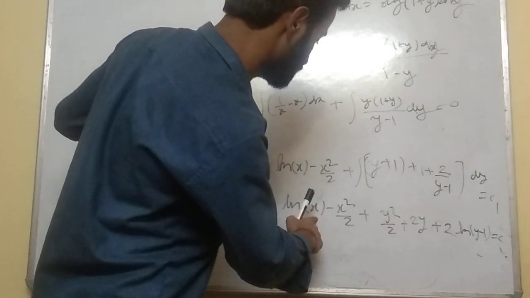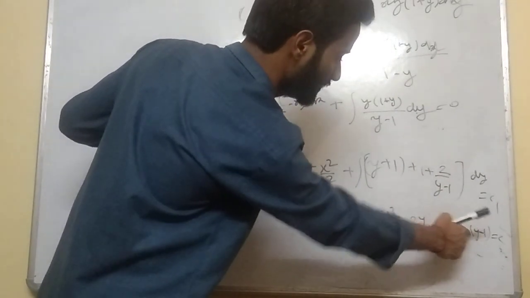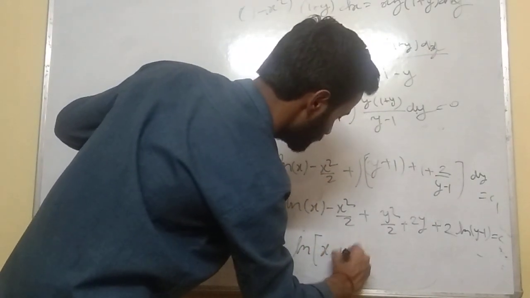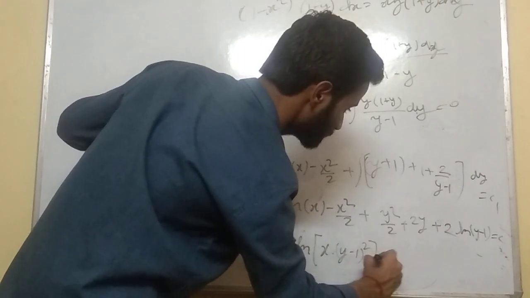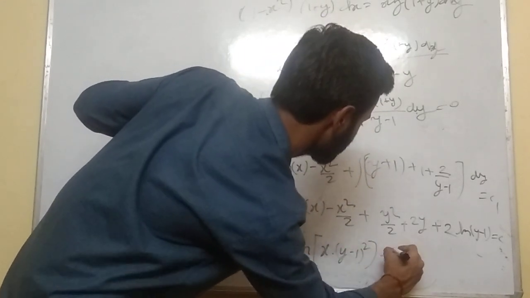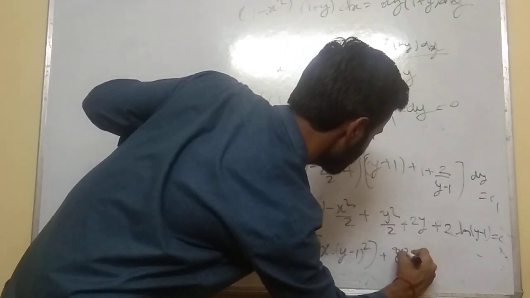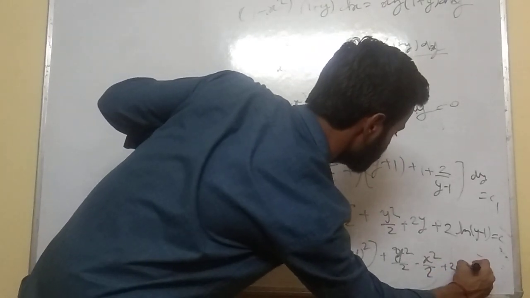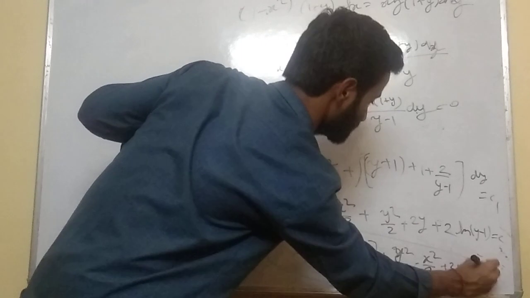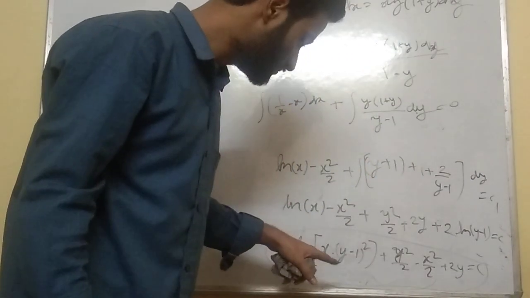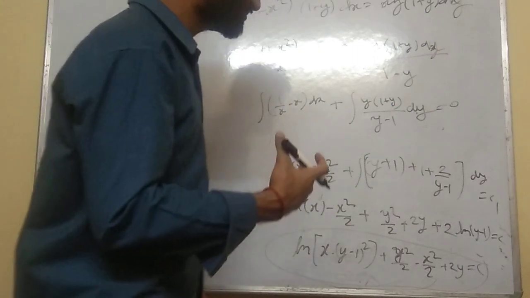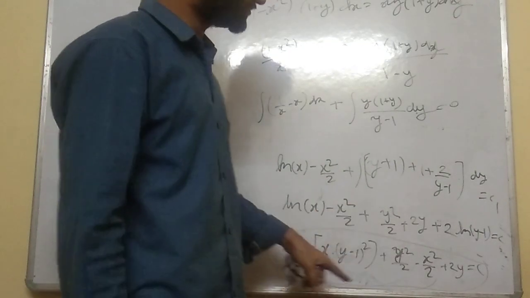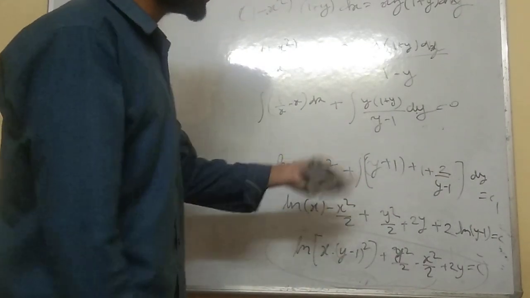So if you want, you can write down ln x and here 2 ln y minus 1. So this will become ln x multiply by y minus 1 whole square plus y square by 2 minus x square by 2 plus 2y is equal to c. So if something is given, this is also an answer. But if you are getting another answer in your book or copy, you can manipulate according to that, no problem. You have to only arrange these terms. Otherwise, this is also an answer.